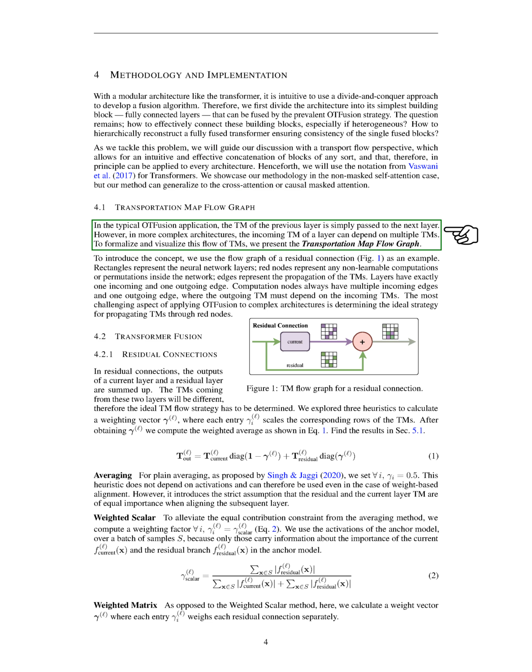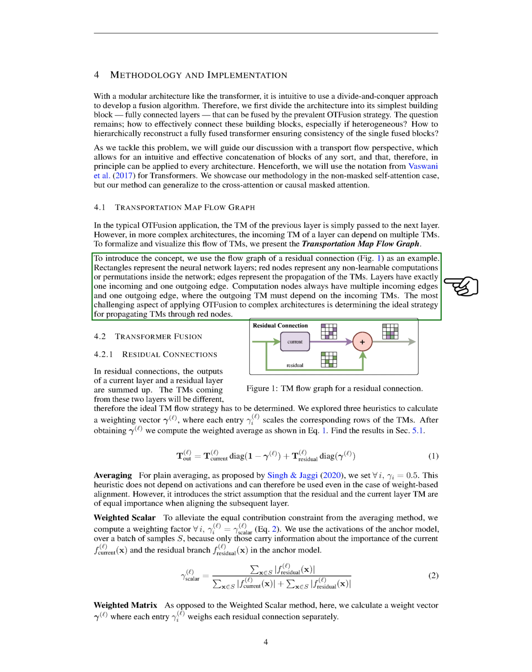In the typical OT fusion application, the TM of the previous layer is simply passed to the next layer. However, in more complex architectures, the incoming TM of a layer can depend on multiple TMs. To formalize and visualize this flow of TMs, we present the transportation map flow graph. This graph uses rectangles to represent the neural network layers, red nodes to represent any non-learnable computations or permutations inside the network, and edges to represent the propagation of the TMs.